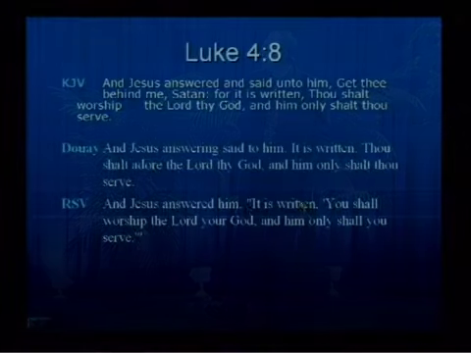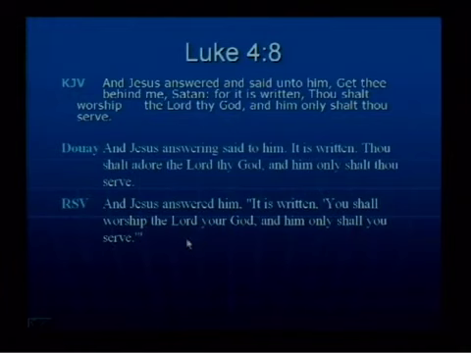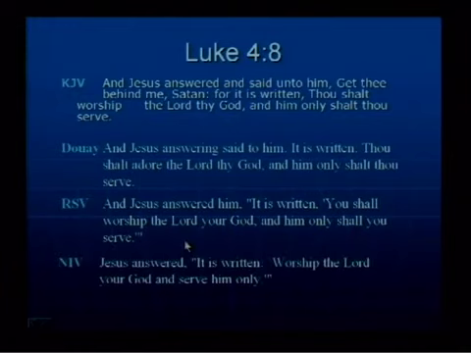Something's gone. RSV, same thing. And Jesus answered, it is written, you shall worship the Lord your God, and him only shall you serve. The NIV: Jesus answered, it is written, worship the Lord your God, and serve him only. All of them leave something out. What do they leave out? Get ye behind me, Satan. Now why do they leave that out?